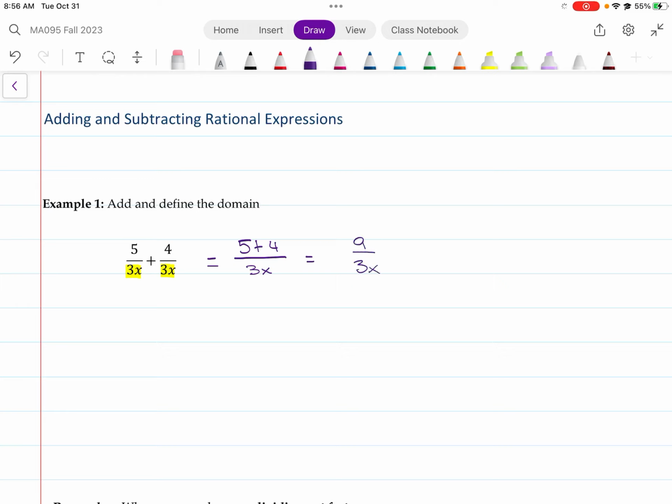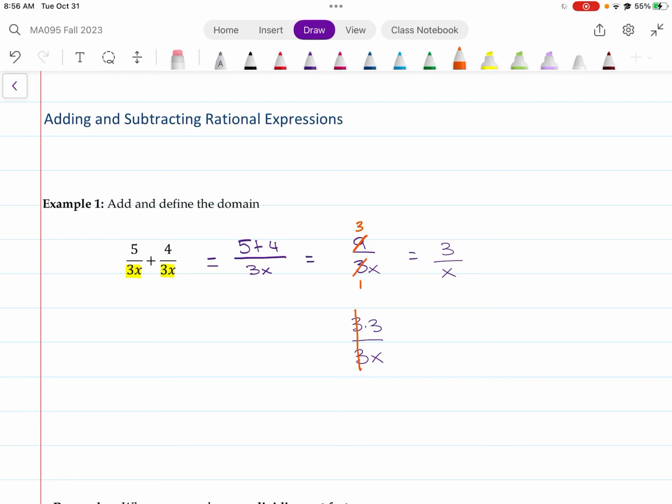Now, don't stop there because it does simplify. I see a 3 in both 3 and 9. There's a couple different ways to do this. Remember, you could say how many 3's are in 9? There are 3. How many 3's are in 3? There is 1. So that becomes 3 over 1x, or just 3 over x. Another way to think about it is to say 9 is 3 times 3 over 3x, and you can see that these 3's are going to become 1, and it is still 3 over x. Two different ways to think about reducing.